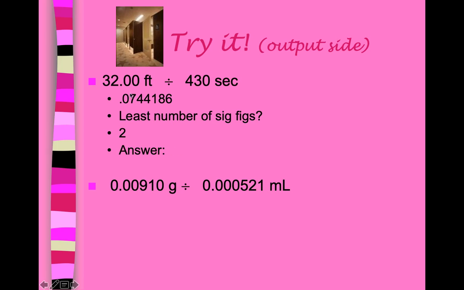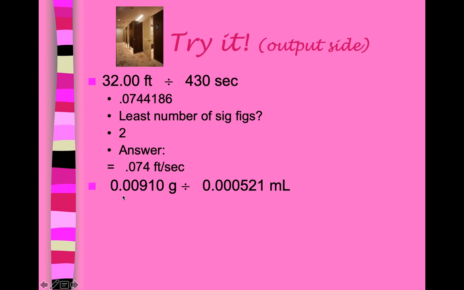So the answer is, here is my first sig fig. You get this placeholder 0 for free. So 1, 2, look at this number for rounding, which it does not. So this number all gets chopped off. These numbers never existed in science. So the answer is 0.074 feet divided by second, feet per second. So I'm figuring out some type of speed, okay?